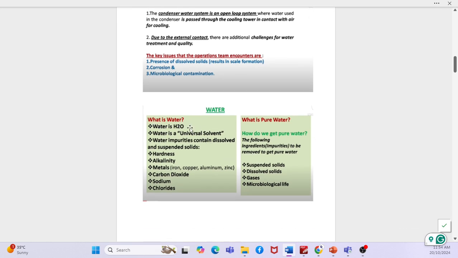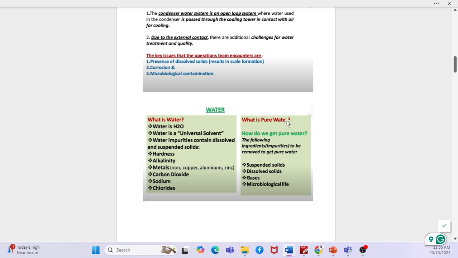So you can see that about water. What is water? Water is H2O. Water is a universal solvent. Water impurities contain dissolved and suspended solids, so both dissolved and suspended solids are there in the water. Then in the water there is a chance of hardness, alkalinity, and metals like iron, copper, aluminum, zinc. Carbon dioxide will be there in the water, and sodium, chlorate. So these all combine in the water.